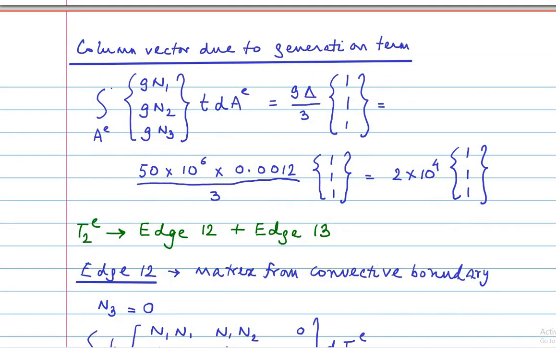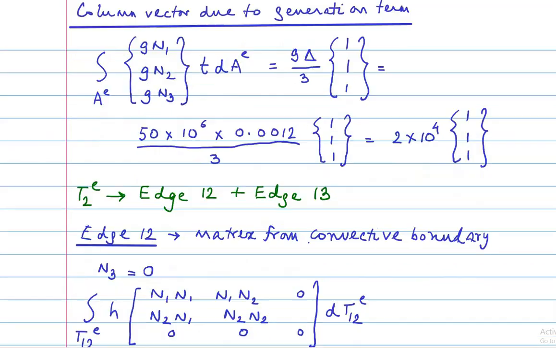And now you have to find the column vectors. The column vectors will come due to the generation term. So you remember Fn1, Fn2, Fn3. In place of that, G N1, G N2, G N3 t dAe, and the integral of N1 dAe is triangle area by 3. So this is G times the triangle area by 3 times 1, 1, 1. So this is this.